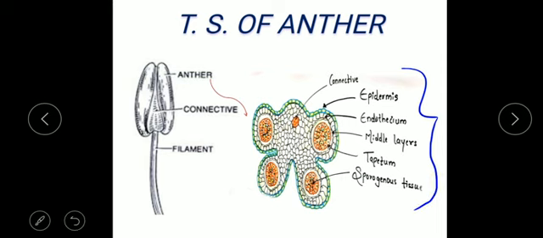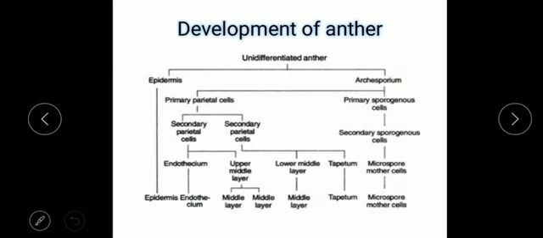This is the anatomical structure of the anther. As you can see here, it is a complex part, but how exactly the development of anther takes place, you are going to study here. So the main topic is the development of anther. You can see in this flow chart that it has been beautifully explained how the complex anther structure has been developed from an undifferentiated mass of cells.